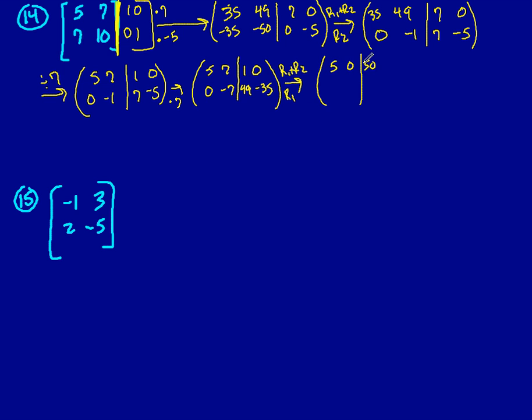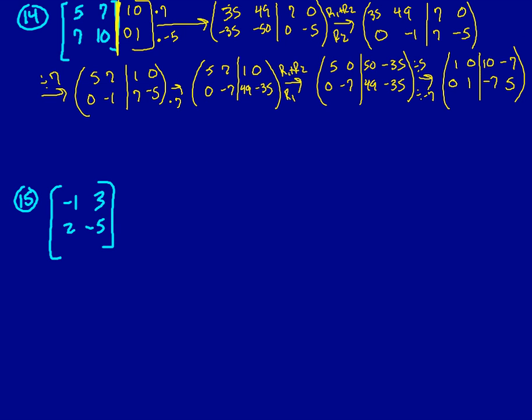49 and 1 gives you 50. Negative 35 and 0 gives you negative 35. Bottom row stays the same. And the last step is just to divide. Divide the top row by 5 and divide this bottom row by negative 7. So the top row will be 1, 0, 10, and negative 7. The bottom row should be 0, 1, negative 7, and positive 5.